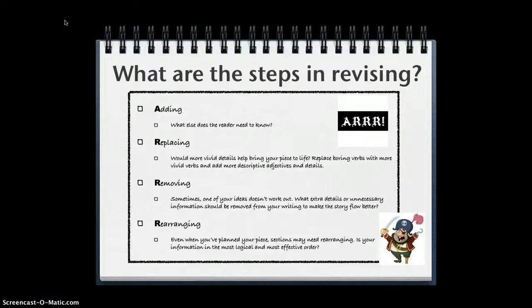The third step is removing. Sometimes one of your ideas doesn't work out. What extra details or unnecessary information should be removed from your writing to make the story flow better? And the last step is rearranging. Even when you've planned your piece, sections may need rearranging. Is your information in the most logical and most effective order? Sometimes we can remember these steps in revising by using the acronym R, ARRR, for adding, replacing, removing, and rearranging.